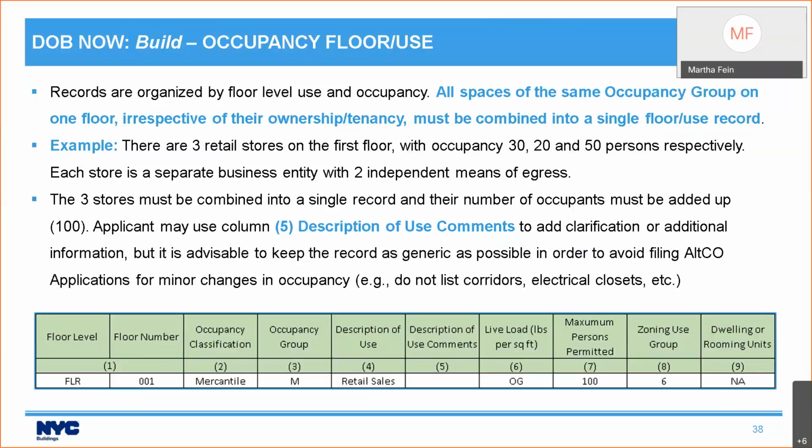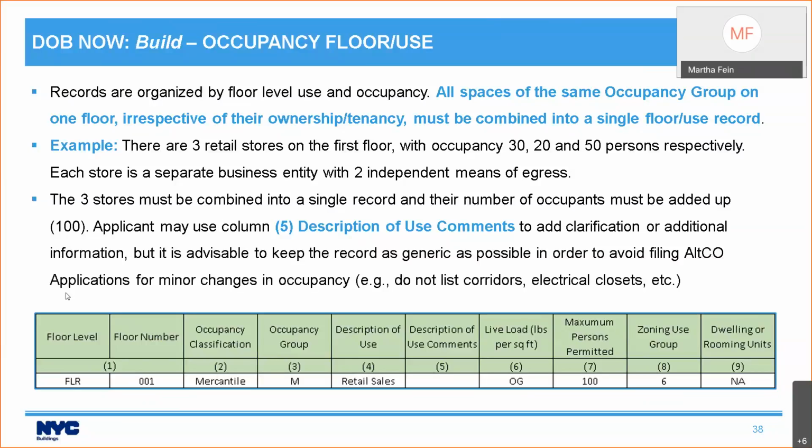So let me give you an example of how that plays out. In my building, there are 3 retail stores on the first floor. One allows 30 people, one allows 20 people, one allows 50 people. Each store is a separate business entity with 2 independent means of egress. The 3 stores must be combined into a single record, and you add up their number of occupants, which in this case would be 100.